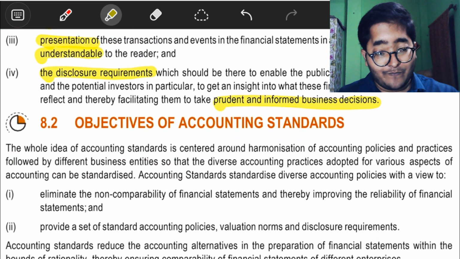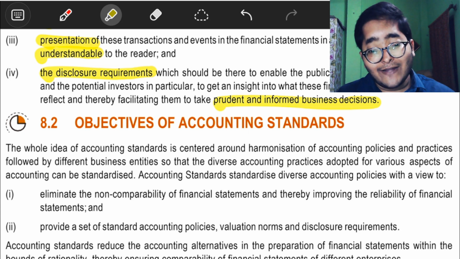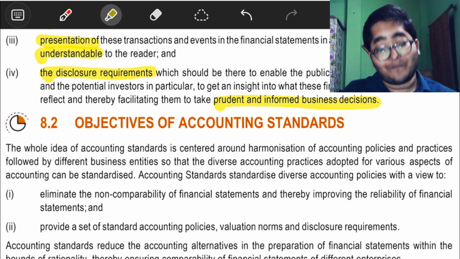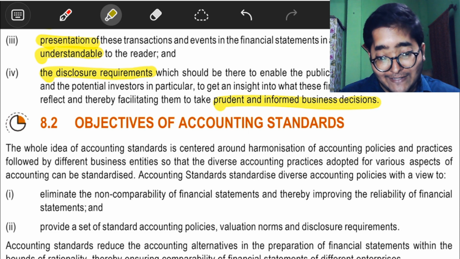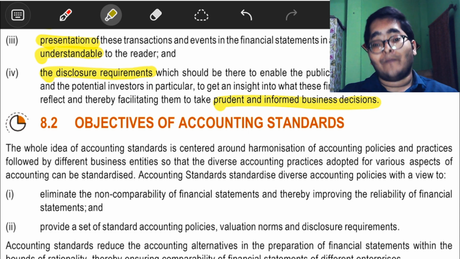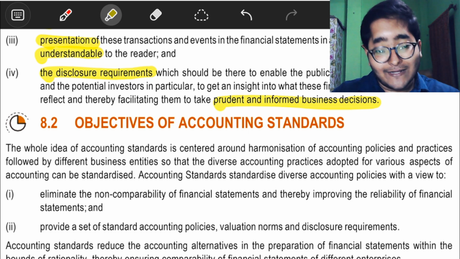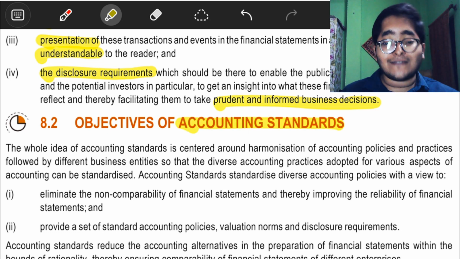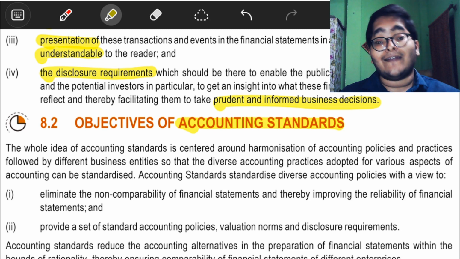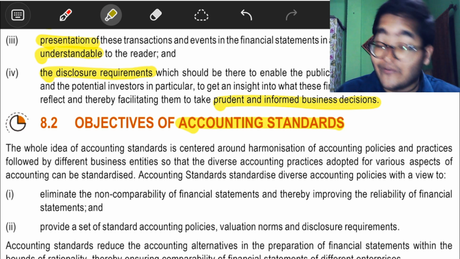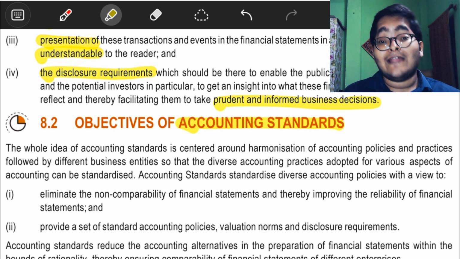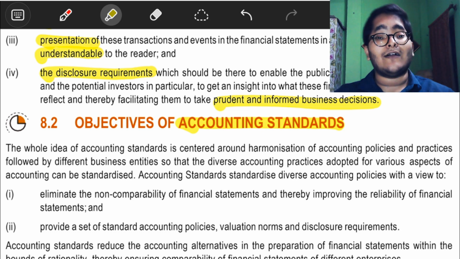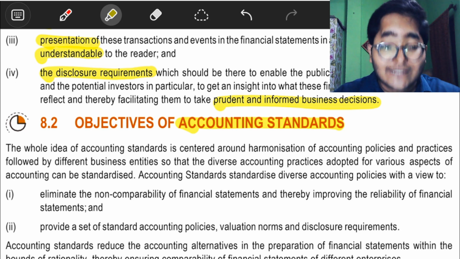Objectives of accounting standards. The whole idea of accounting standards is centered around harmonization of accounting policies and practices followed by different business entities so that the diverse accounting practices adopted for various aspects of accounting can be standardized. अकाउंटिंग स्टैंडर्ड का मेन मकसद या फिर ऑब्जेक्टिव क्या है? अकाउंटिंग स्टैंडर्ड का ऑब्जेक्टिव है अकाउंटिंग पॉलिसीज या फिर अकाउंटिंग कंसेप्ट्स को स्टैंडर्डाइज करना ताकि सभी बिजनेस एंटरप्राइज एक ही या फिर सिमिलर अकाउंटिंग पॉलिसीज या फिर अकाउंटिंग कंसेप्ट्स को यूटिलाइज करे अपने फाइनेंशियल स्टेटमेंट्स में.